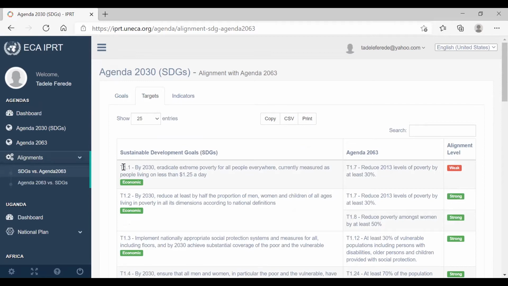T1.1, T is the target. The first number refers to the first goal, and the second number refers to target 1 of the first goal. And this target is weakly aligned with target 1.7. That's the 7th target of Agenda 2063. And the level of alignment is very, very weak, weakly aligned.